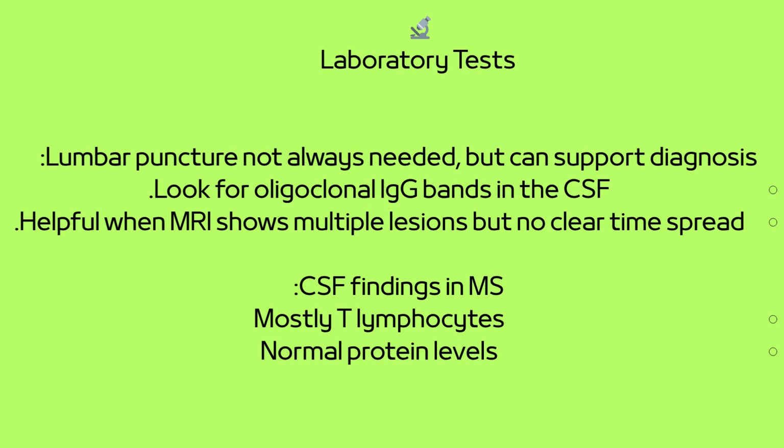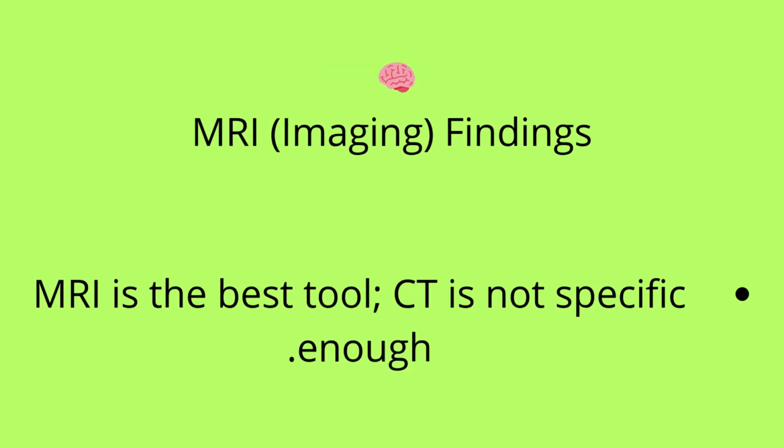Laboratory tests. Lumbar puncture is not always needed, but can support diagnosis. Look for oligoclonal IgG bands in the CSF. Helpful when MRI shows multiple lesions but no clear time spread. CSF findings in MS: mostly T lymphocytes, and normal protein levels.